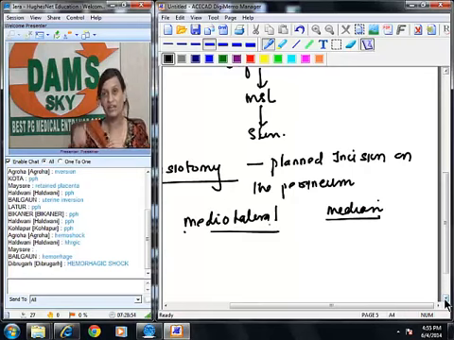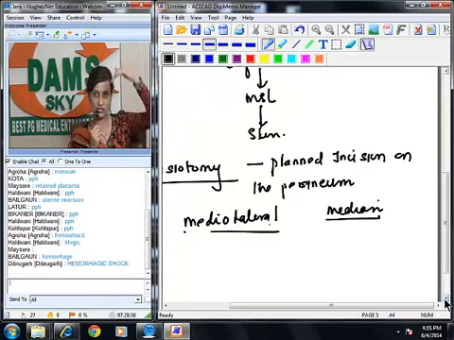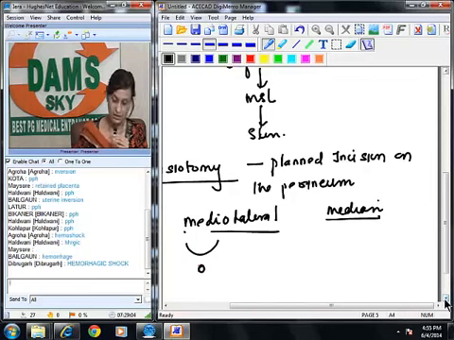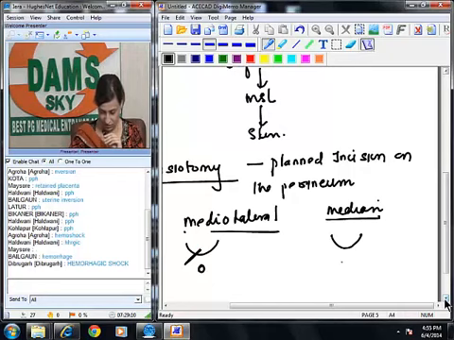The one that we give straight in the midline is called median. So if this is the perineum of the patient, this is the external anal sphincter. The mediolateral episiotomy is directed like this, whereas the median episiotomy would be directed like this, right? So this is median, this is mediolateral.